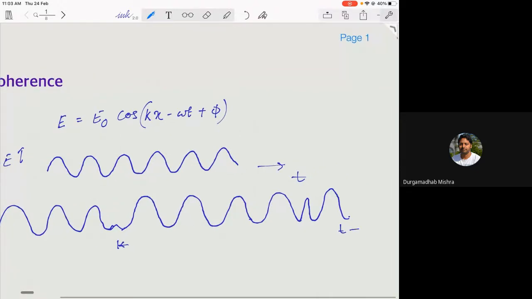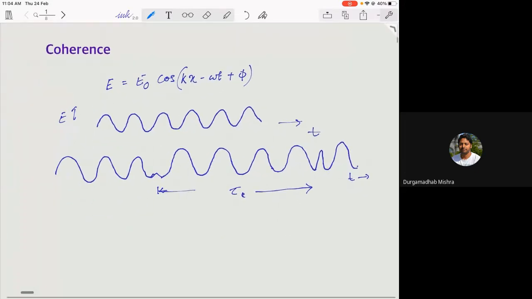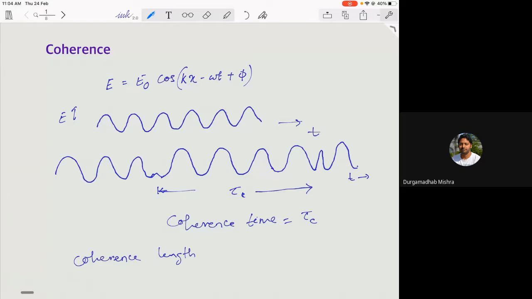and so this duration for which you have a constant phase relation in the amplitude as a function of time, this time is known as the coherence time of the wave. This would correspond to a certain length of your wave. So this is your tau c, and the coherence length L will be given by tau c into c.